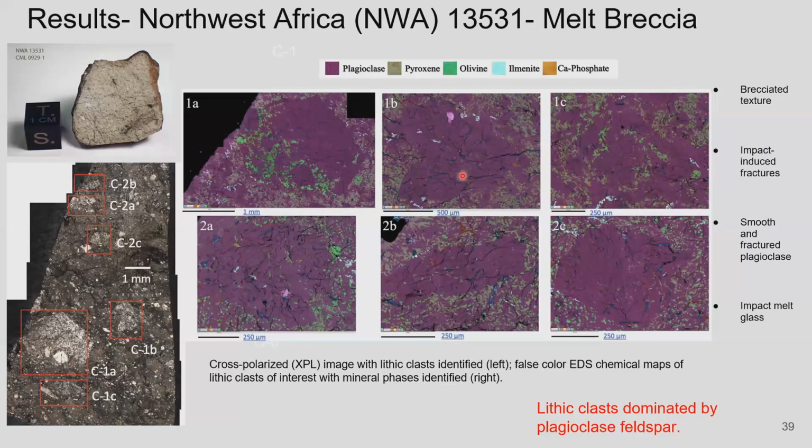Also, in some of these clasts, if I go right here, you'll find what's called impact melt glass, which is what you get if you melt those minerals and then that crystallizes as a glass. That's what we call impact melt glass. So that's what EDS and SEM can provide us. But what if we add EBSD in? Now let's add in the crystallographic information.